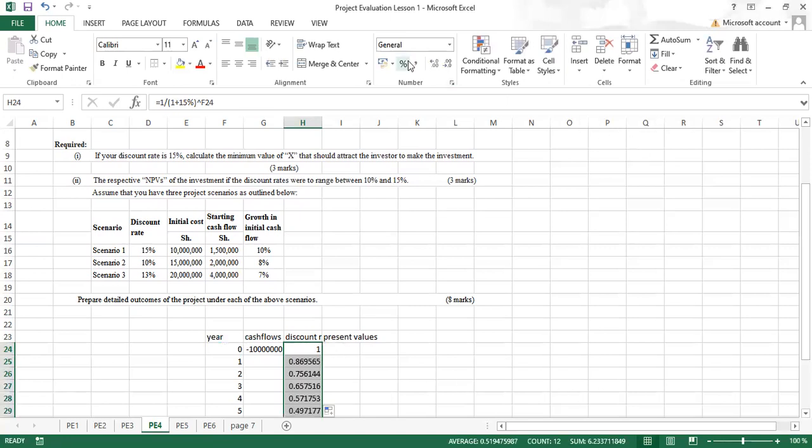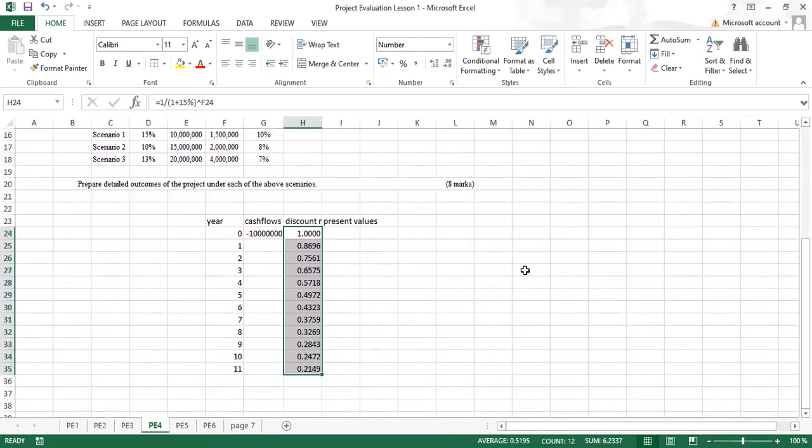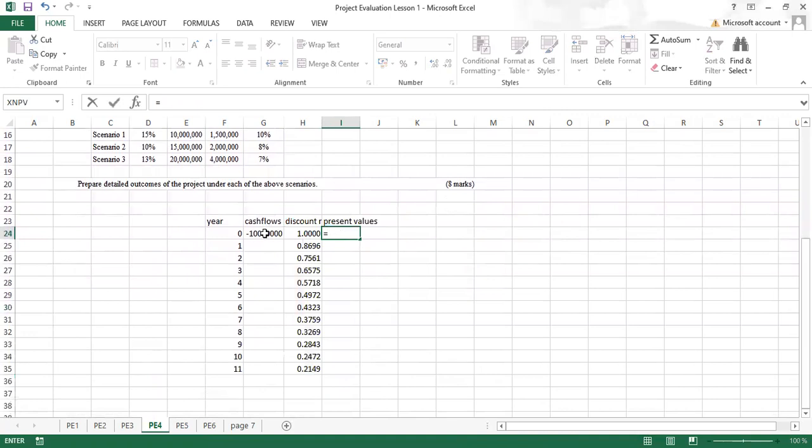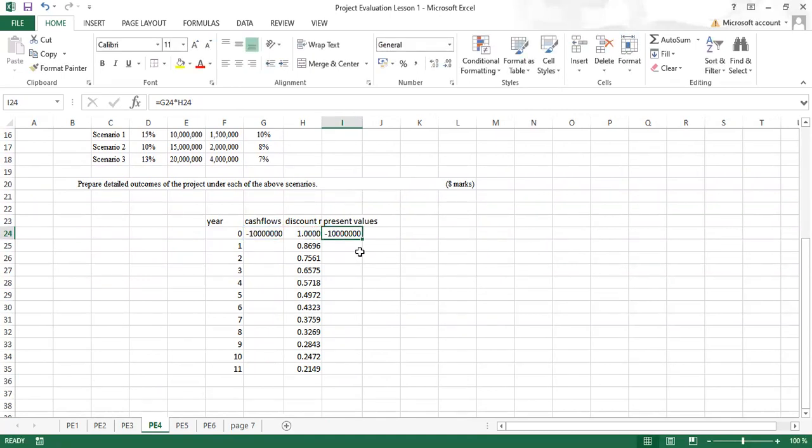It goes down, it has gone up to 11. You reduce the decimals to 4 decimal places, and you do this one. So the present values will equal the cash flows times the discount. Control enter. Right. Then it goes down, it's 0, 0, 0, isn't it?